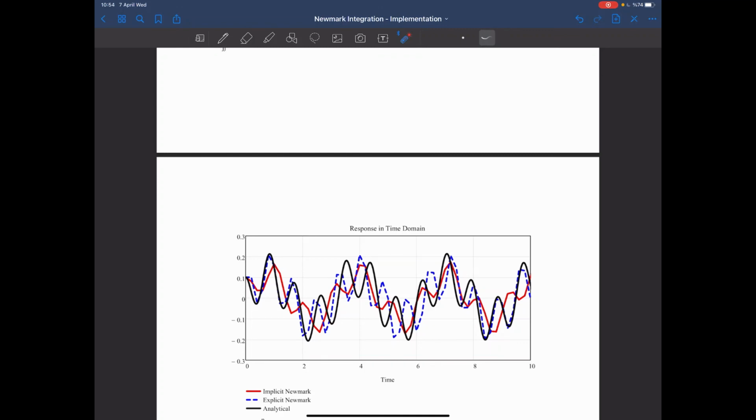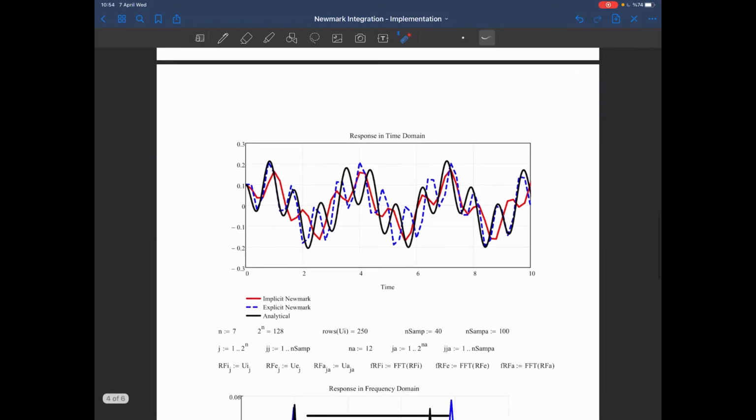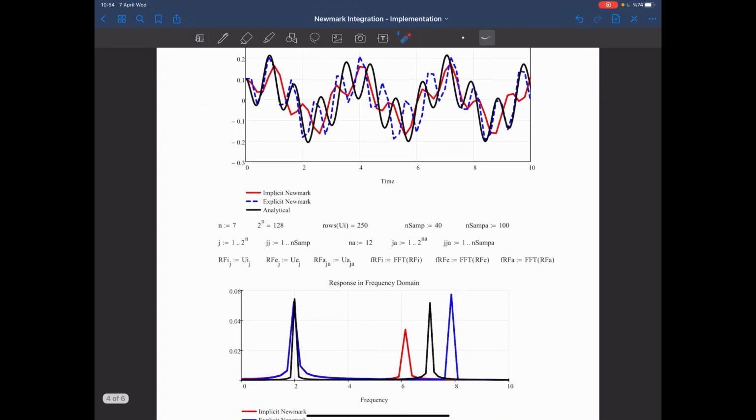So again, looking at this complicated time history result, even for a single degree of freedom case, doesn't tell us much. So let's again plot the response in the frequency domain and check. Now what we see here is, the natural frequency of the system is equal to 7, so we see a peak at frequency equal to 7. The applied loading has a frequency equal to 2, so we see another peak here.